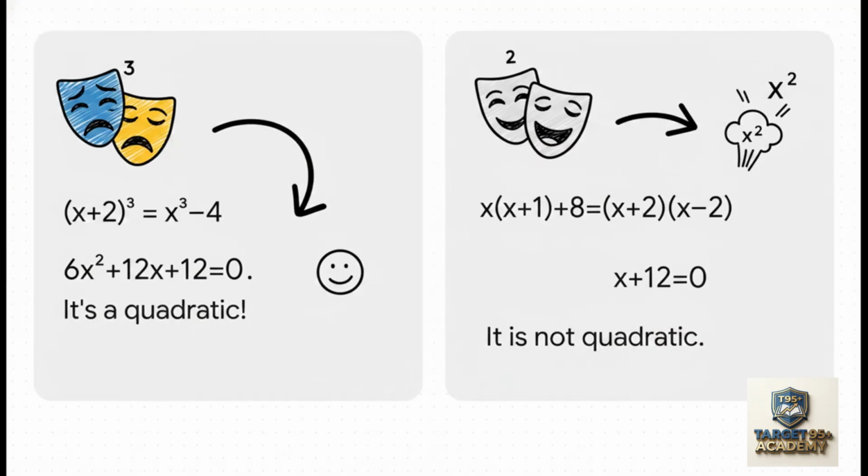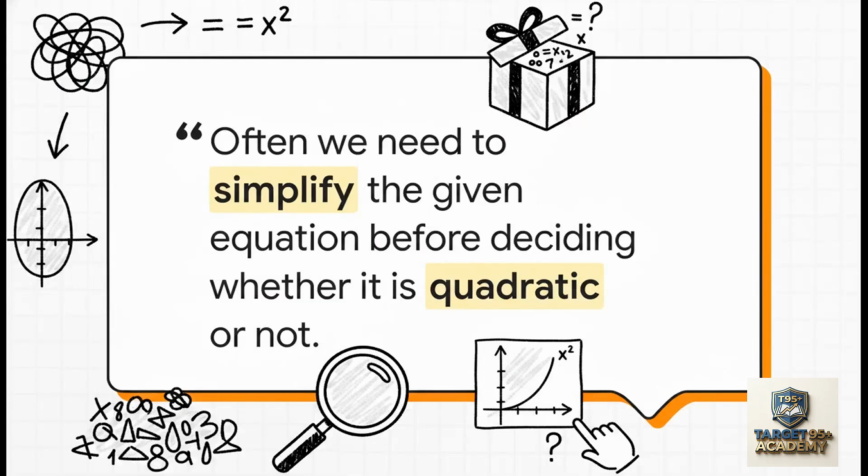Okay, look at the equation on the left. At first glance, that x to the power of 3 makes you think it's a cubic equation, right? But watch what happens when you expand it and simplify everything. The cubic parts actually cancel each other out, and what's left is a true quadratic in disguise. Now look at the one on the right. This one definitely looks quadratic, but again, when we simplify it, the x squared terms completely disappear, leaving us with a much simpler equation.